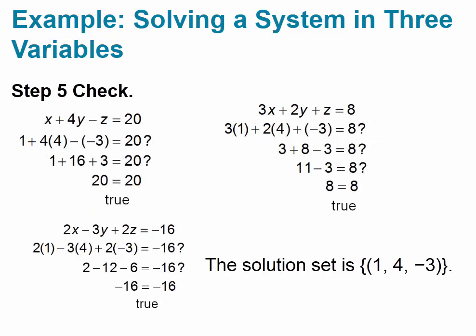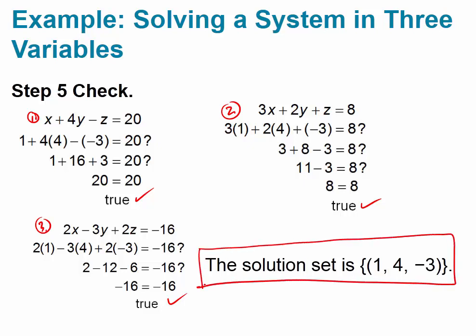So here I am checking to see if this thing is a solution. I check in equation 1 and it works. Equation 2, it works. Equation 3, and it works. And so after I've done that, now I can say, all right, here's the solution set to my system of 3 equations and 3 unknowns. I get the ordered triple: x is equal to 1, y is 4, and z is negative 3.